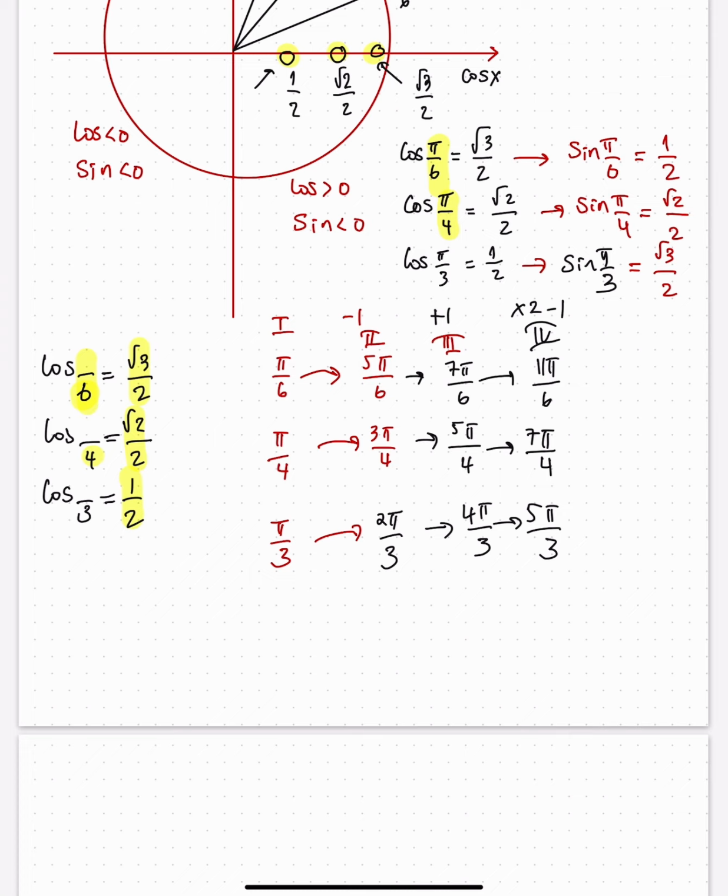But how about sine? Sine of something over 6 will be 1 over 2. Over 4 will be square root 2 over 2. And sine of over 3 will be square root 3 over 2. Just remember these 3.